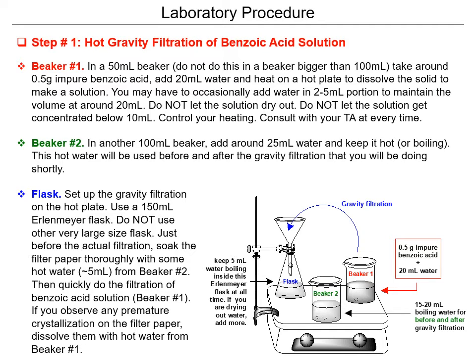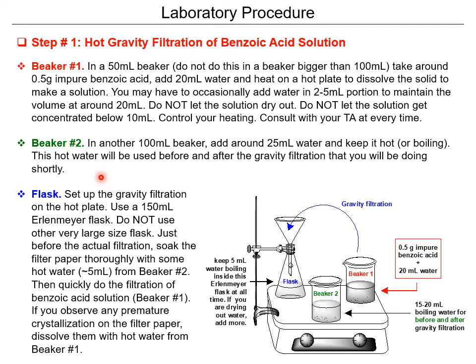So the first step here is to have a hot gravity filtration of benzoic acid. So I'm just going to read this procedure so that you guys can know what to do. In a 50 milliliter beaker, no larger than 100 milliliters, take around half a gram of impure benzoic acid and add 20 milliliters of water. Heat on a hot plate to dissolve the solid and make a solution.